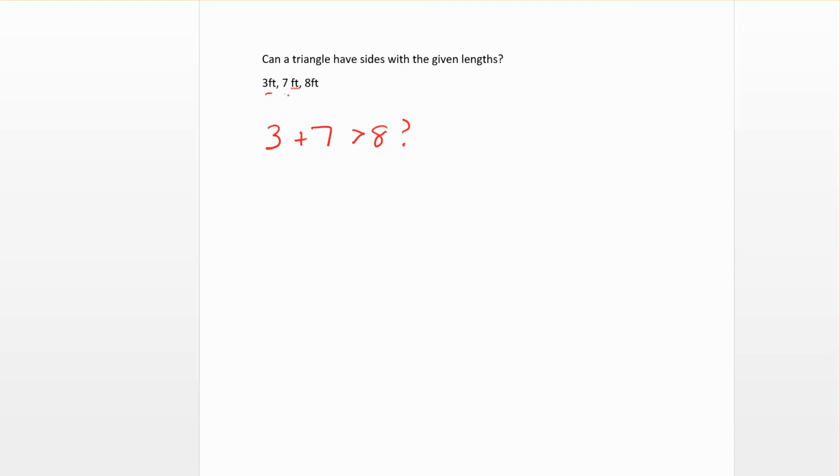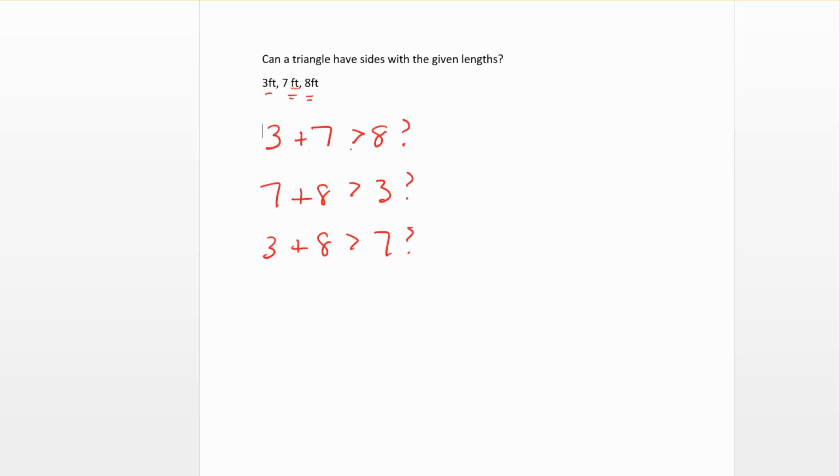So I use the first two sides. Let's use 7 and 8. Is 7 plus 8 greater than 3? And then finally, is 3 plus 8 greater than 7? If all of those are yes, then we will have a triangle. If one of those happens to be no, we cannot make a triangle out of those lengths.